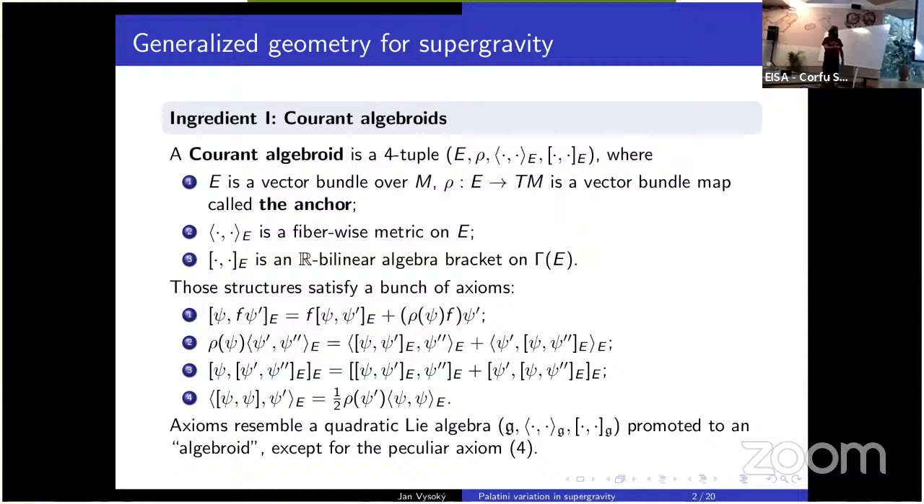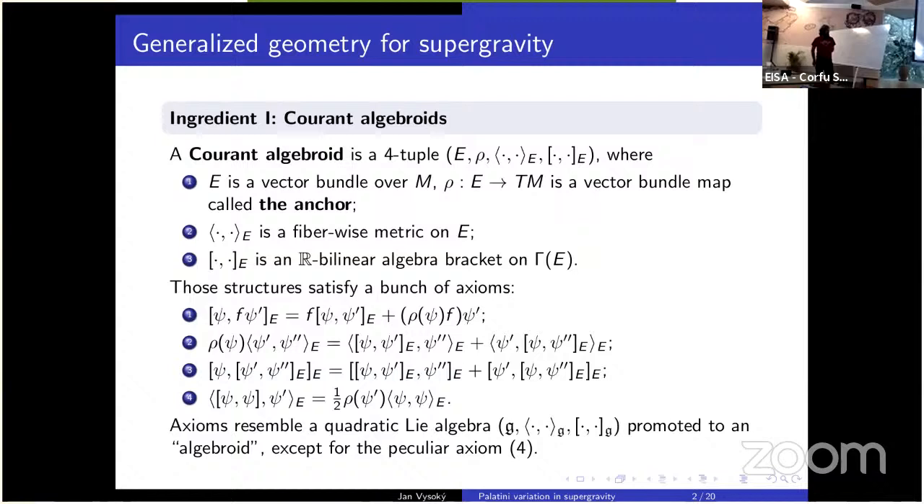And there are some axioms which bind all these structures together. First of all, there is an axiom telling you what happens if you multiply your section psi prime by a function. And what happens is the same thing as the vector field commutator does, except now you are working with sections, so you first have to map it to vector fields using this anchor map. Then there is a compatibility of the bracket with the pairing, which resembles the compatibility of the bracket and the pairing for Lie algebras. Then there is the Jacobi identity. And then there is this fourth strange axiom, which tells you that the symmetric part of the bracket is not arbitrary. The bracket is first of all not skew-symmetric, and second, its symmetric part can be somewhat controlled by the other structures, the anchor and the pairing.